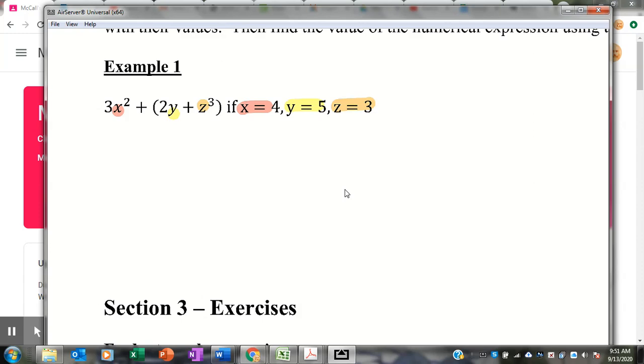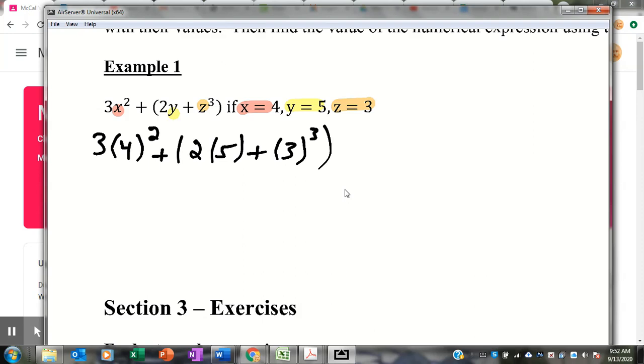One thing to keep in mind, a pretty common mistake students make, is when you're substituting numbers in for variables, you need to always put parentheses around the number that you substituted. Always, without exception, there should be a set of parentheses around the number. The main reason is that if you have a negative number, it can affect the answer you get if you don't use parentheses. So in that first step, I substituted 4 in for x, 5 in for y, and 3 in for z.